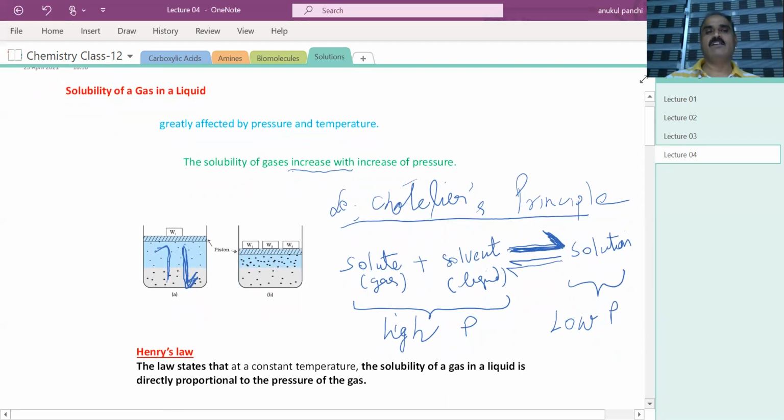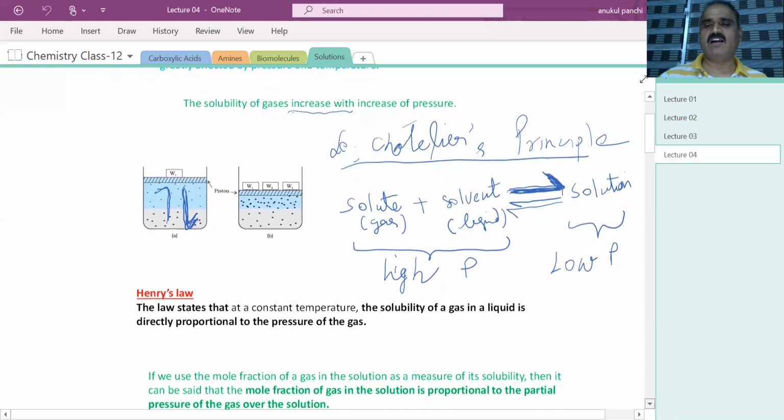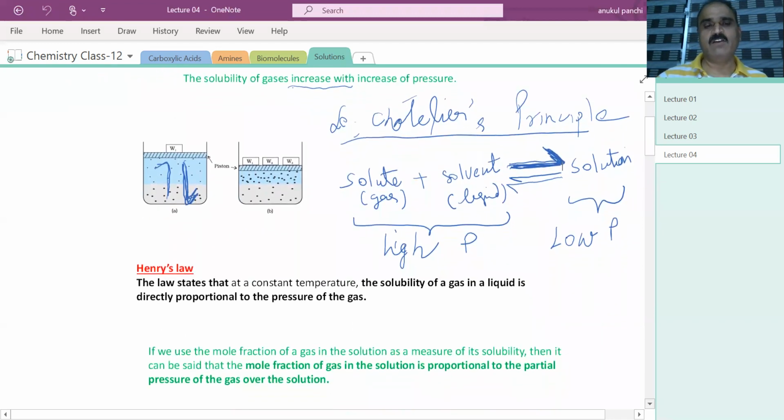So in this way, Le Chatelier's principle explains that solubility of a gas is affected by pressure. Solubility increases when pressure above the gas, which is in contact with the liquid, increases. Now, this phenomenon was observed carefully by careful experiments. A scientist, Henry, derived a law, which is called Henry's law. This is in our syllabus. We will derive its formula and also solve some numerical problems based upon it.